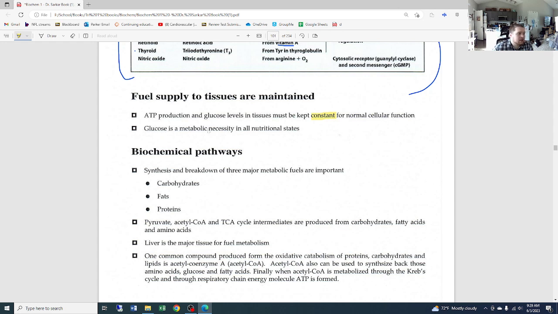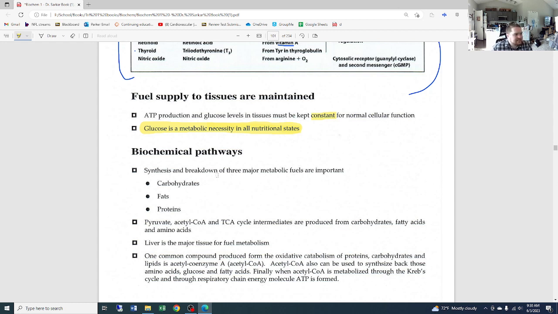Glucose is a metabolic necessity in all nutritional states. Okay, we'll start talking about nutritional states, like right after we eat versus what is actually technically considered a quote-unquote starving state. We'll get into that a little bit later. Nutritional states is kind of talking about what our current condition is based on how long it has been since we have consumed sources of glucose.